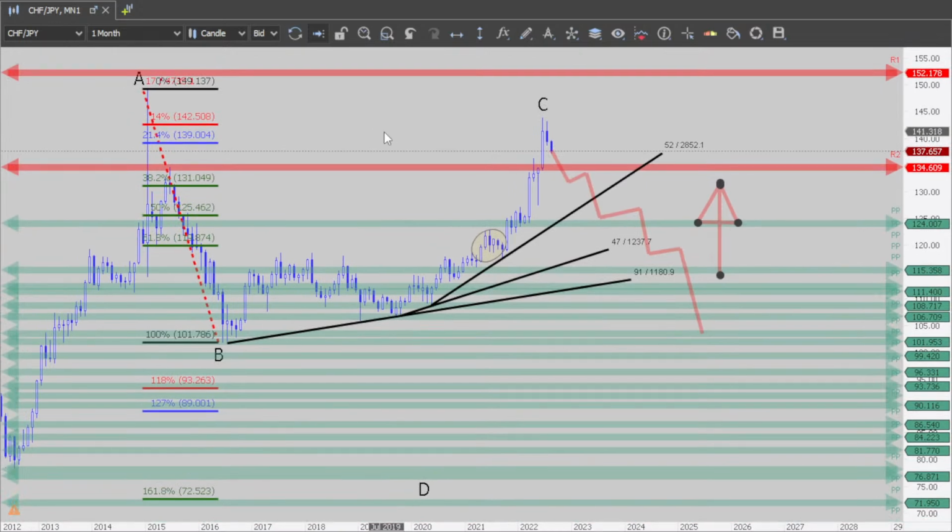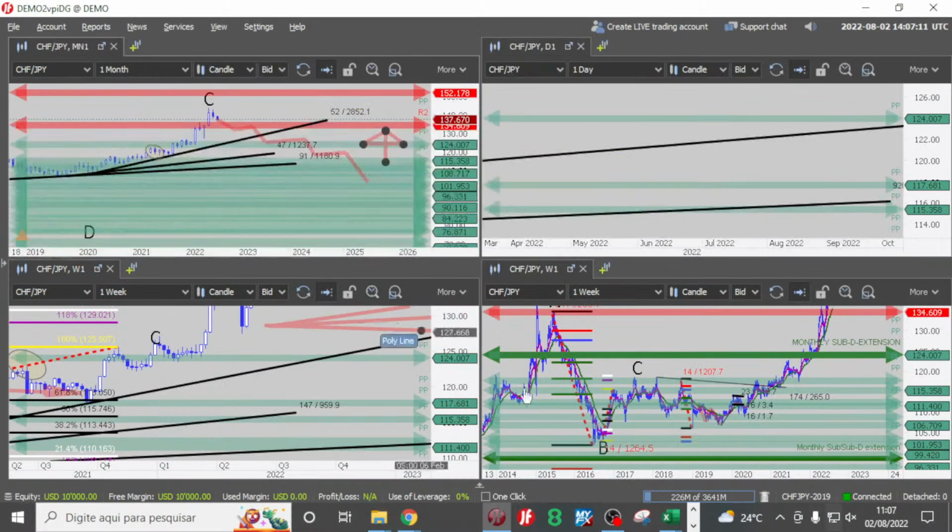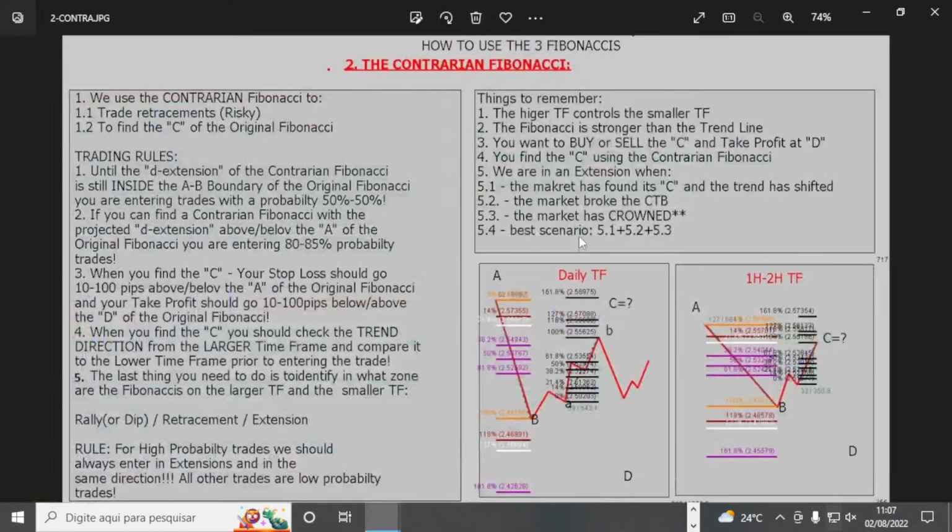So this is the visual of the CHF-JPY monthly chart, and today we have this guy in here. It's called the Contrarian Fibonacci and the rules. So number one, we use the Contrarian Fibonacci to trade retracements, which is risky, and this is the big one, everybody, 1.2, to find the C of the original Fibonacci.